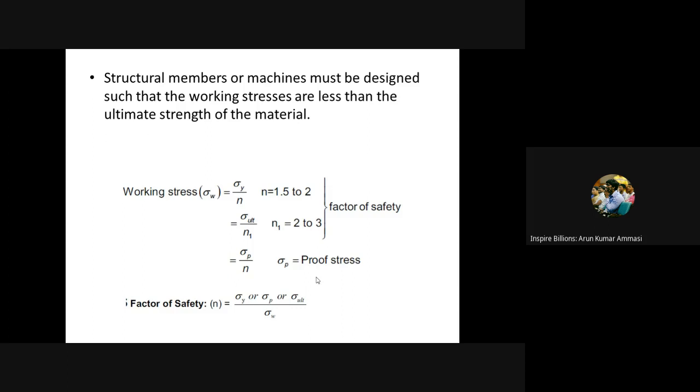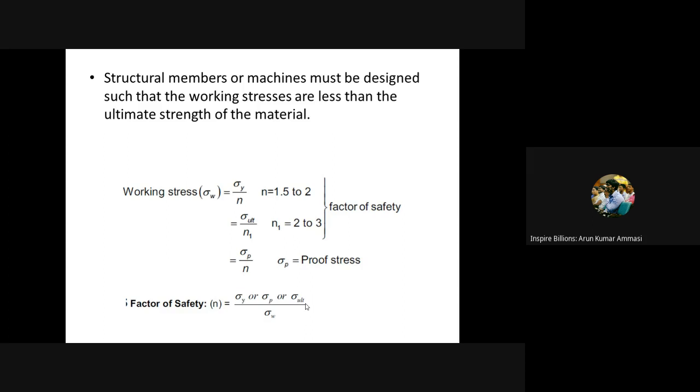And this is the relationship between the factor of safety and stress. The working stress is denoted as sigma W, which will take a factor of safety from 1.5 to 2, depending upon the complexity of the structure. The factor of safety is also defined with sigma y or sigma p or sigma ult. You could see sigma ultimate is the ultimate stress, defined by the maximum load that a material or a structure can take. So that is called sigma ultimate, ULT. And sigma p is a proof stress, and sigma y is the working stress.